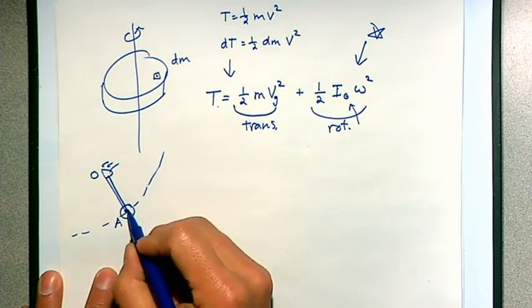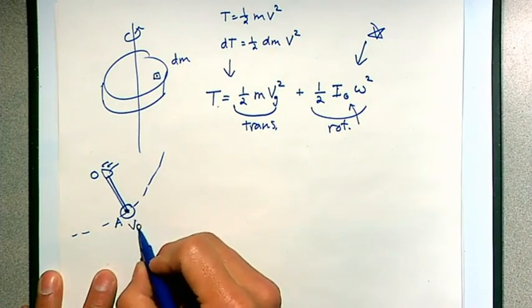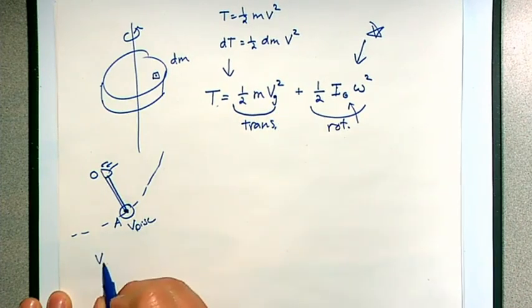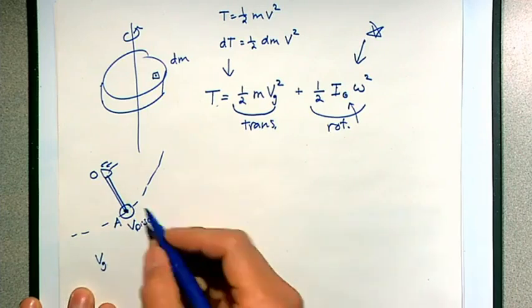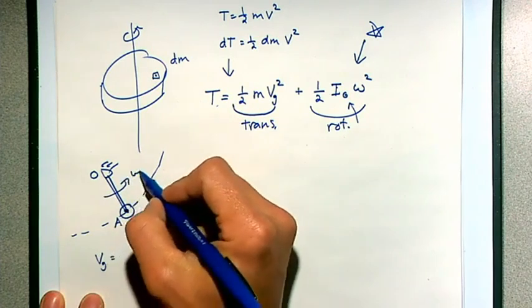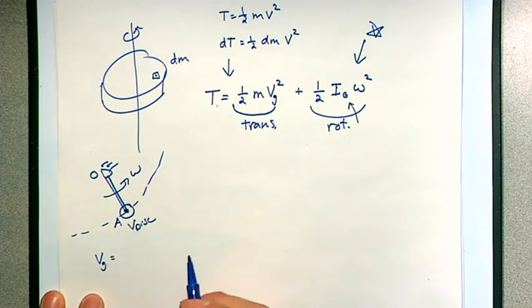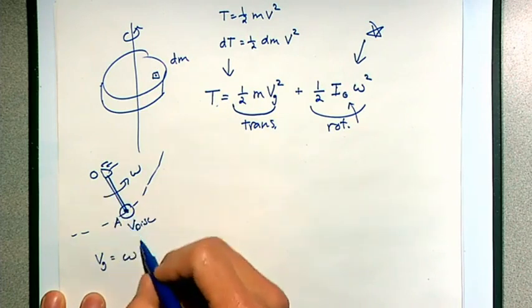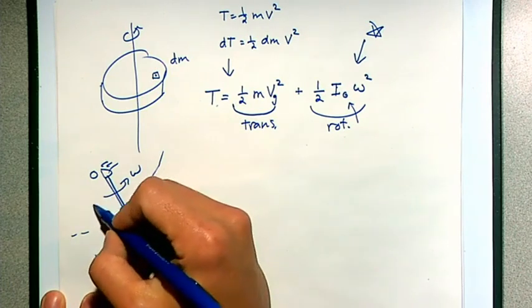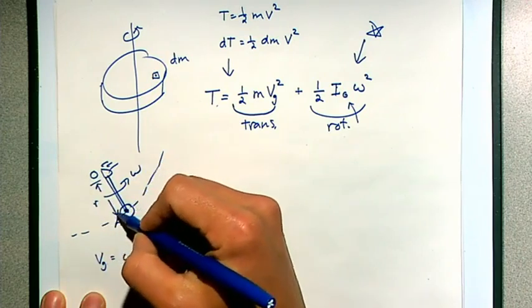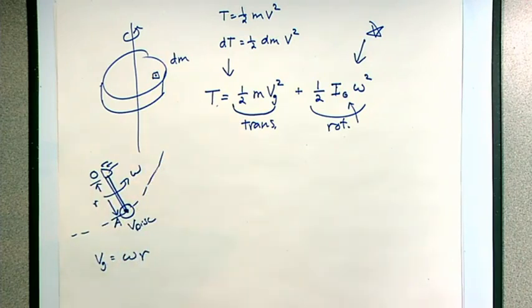Here, my velocity of this disk, so my velocity of G here, my center of gravity of the disk, is related to omega, right? So this is just omega times r, where r is my distance away.